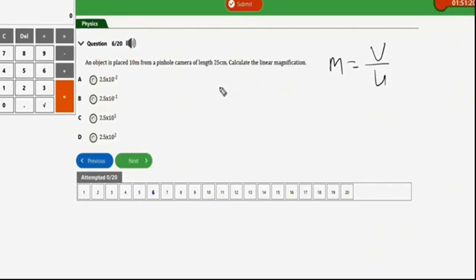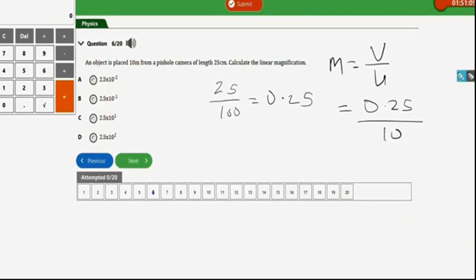When you convert 25 centimeter, divide by 100. When you punch this in a calculator, you're going to have 0.25. So now it will be image distance 0.25 over 10. Let's punch this in a calculator: 0.25 divided by 10.